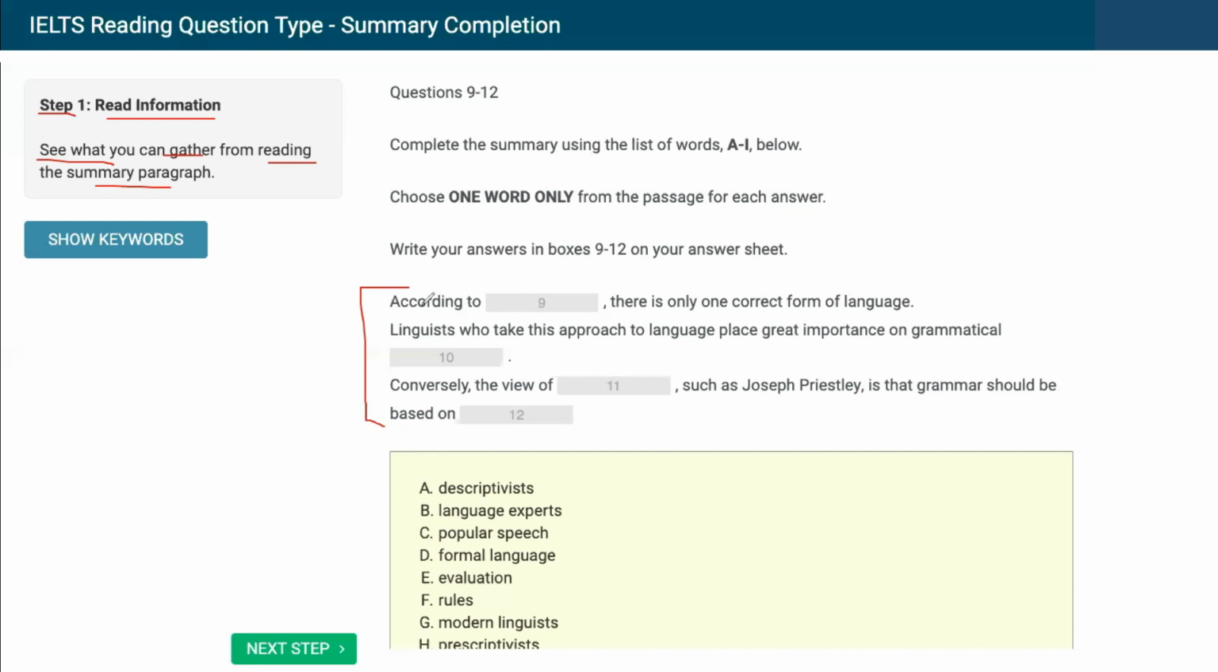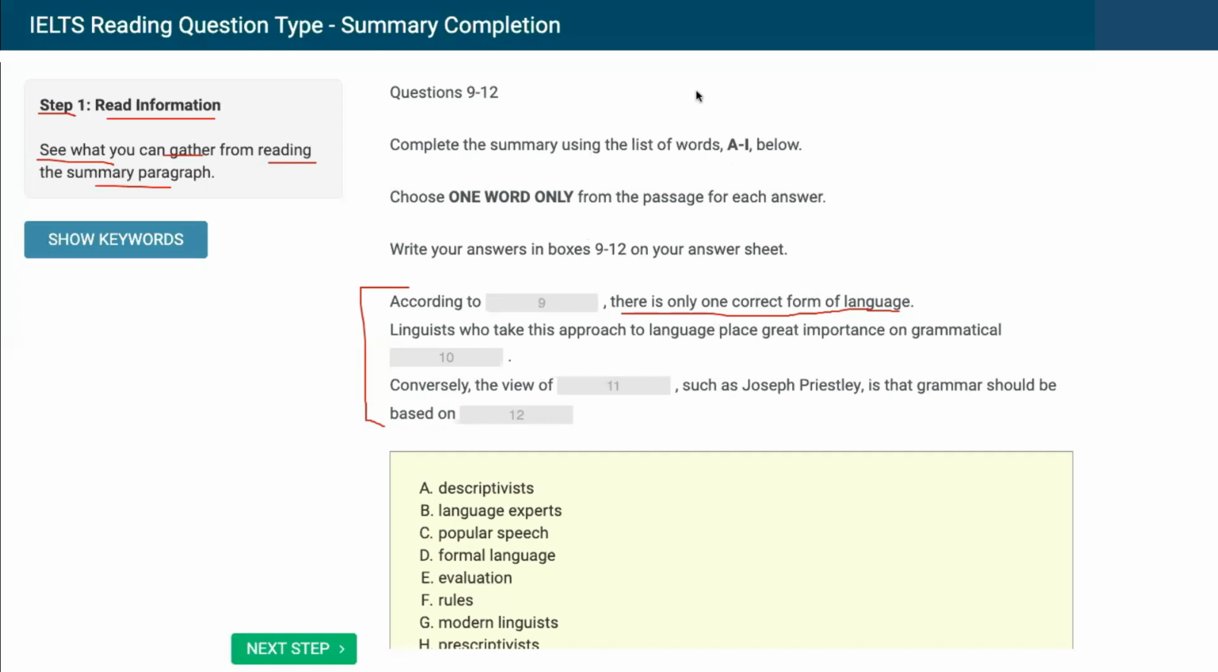So if I start here at the first sentence, I would say keywords or phrases would be this right here. It's quite a long phrase, but I'm going to underline all of it. And it says there is only one correct form of language. The fact that it says only one is an excellent clue, because we'll have to look for a group of people perhaps that believe in this fact, that there is only one correct form of language. So I would go ahead and underline that.